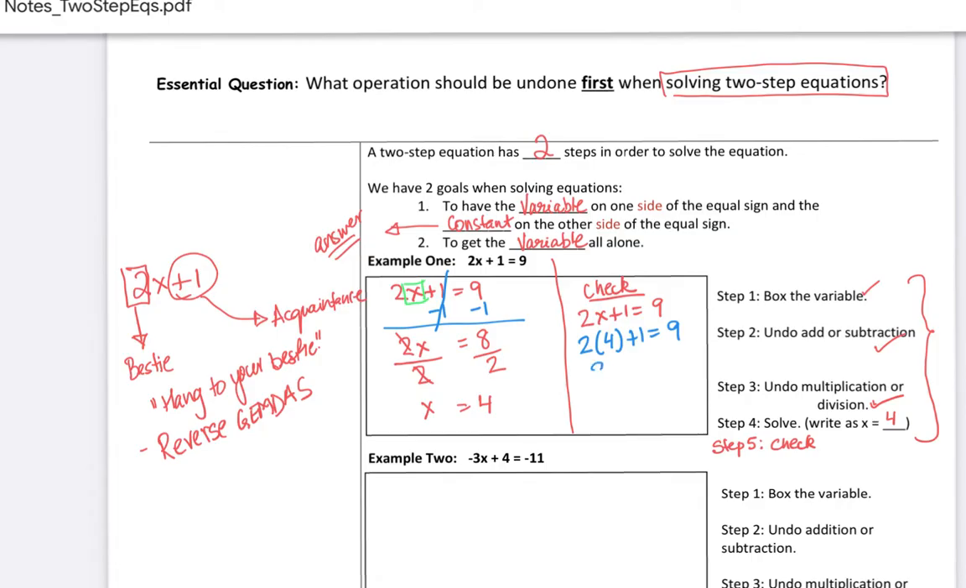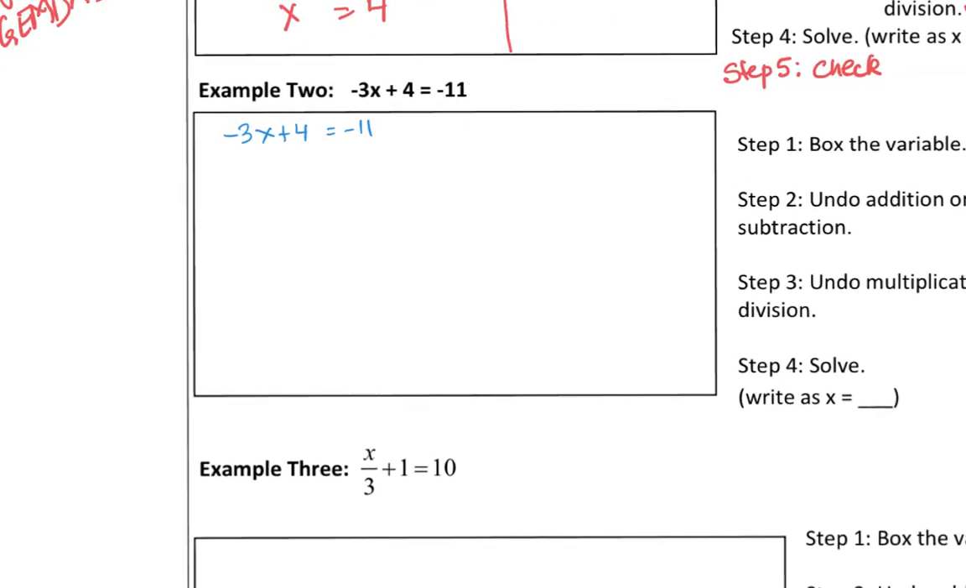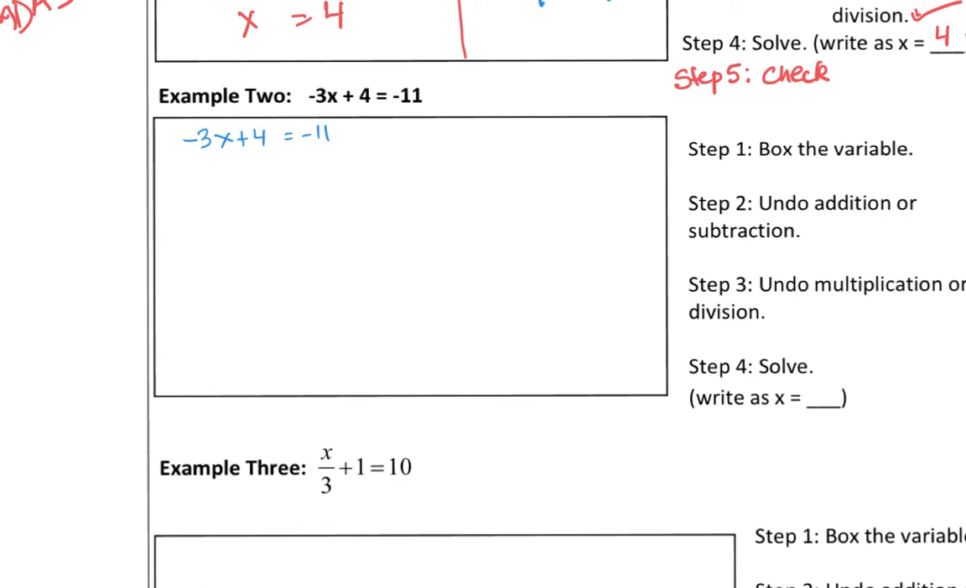2 times 4 is 8. 8 plus 1 equals 9. And 9 does indeed equal 9. Check, I'm set. So that's how we do this first problem. Let's take a look at a different problem. Now I have, for my example 2, negative 3x plus 4 equals negative 11. Again, I'm going to follow the steps. My steps are to box the variable. So I'm going to do that.